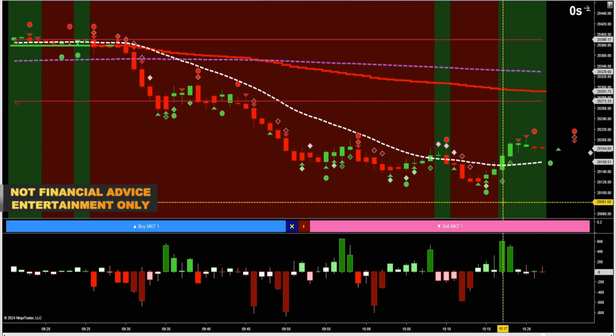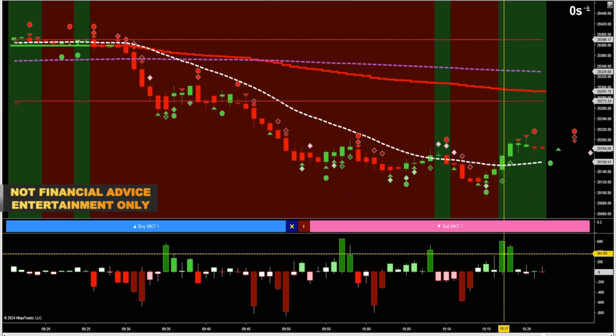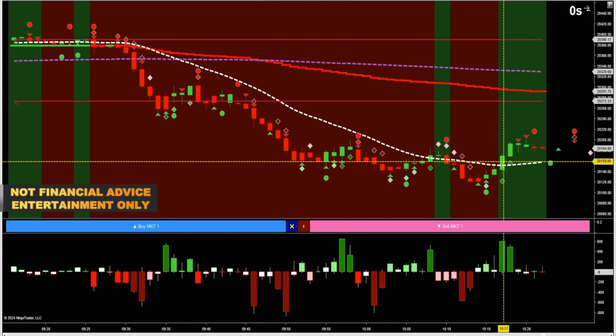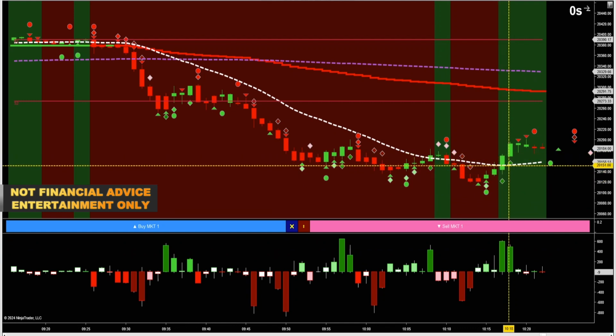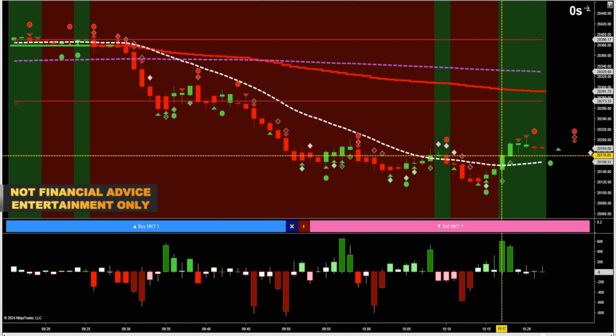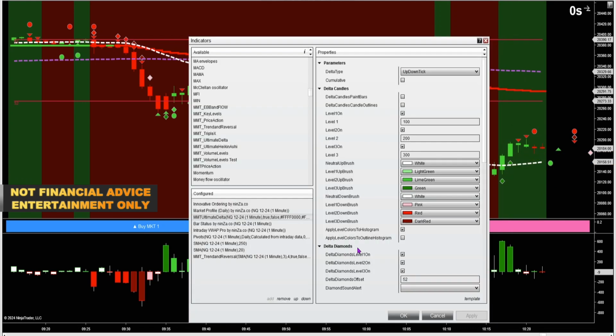When we get the background change here, 10:17, we've got extremely strong delta. The candles are green. We've got a nice strong full-bodied candle breaking above the 20 SMA. Much better trading opportunity there. Let me show you my settings here.